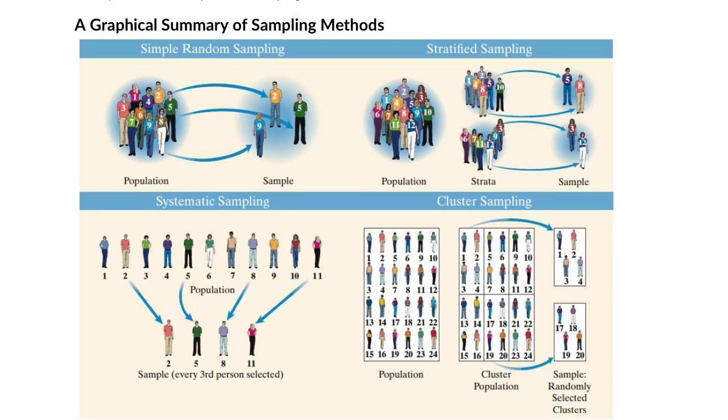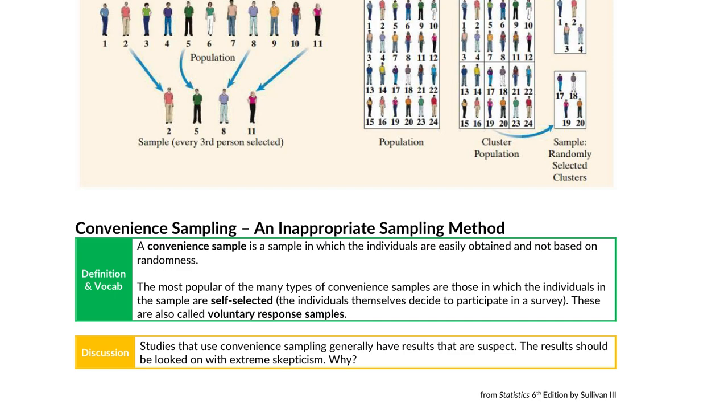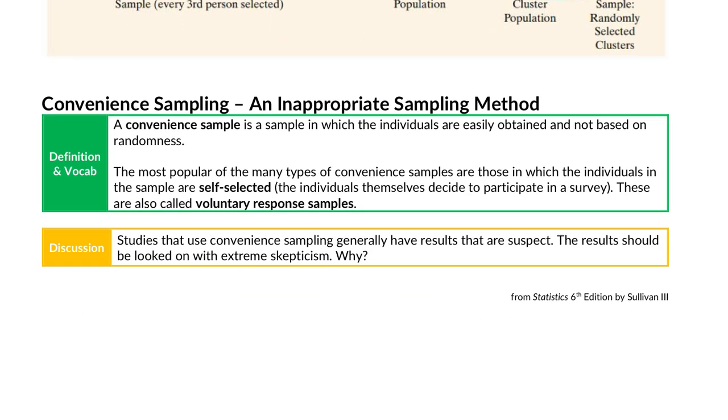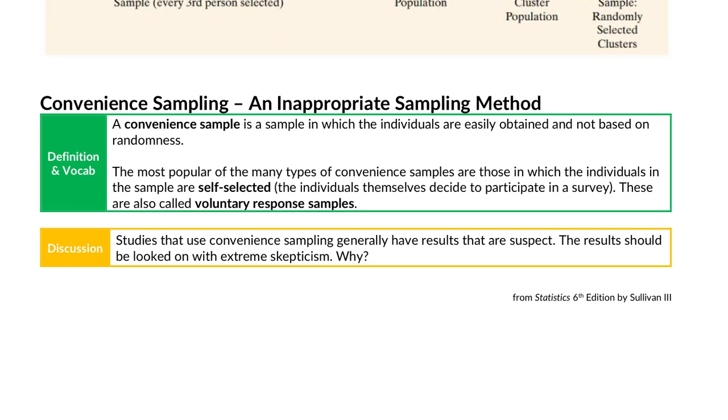I guess I could talk about this now before we go on. We already kind of discussed this today. Convenience sampling is where the sample is obtained easily and not based on randomness. One of the most obvious, probably that we don't even think about, but a very popular type of convenience sample, is one in which the individuals in the sample are self-selected, meaning they choose to participate in the survey. These are also called voluntary response samples. Why do you think these voluntary response samples are probably not the best we could use?